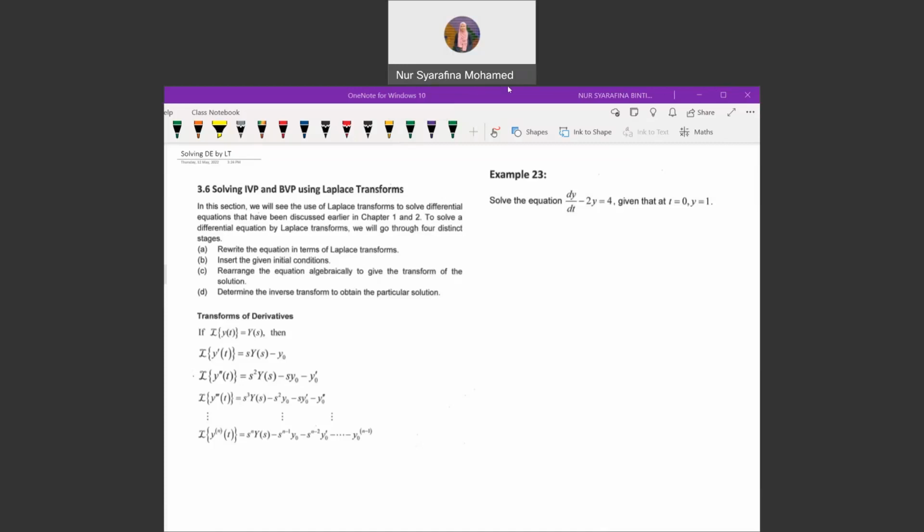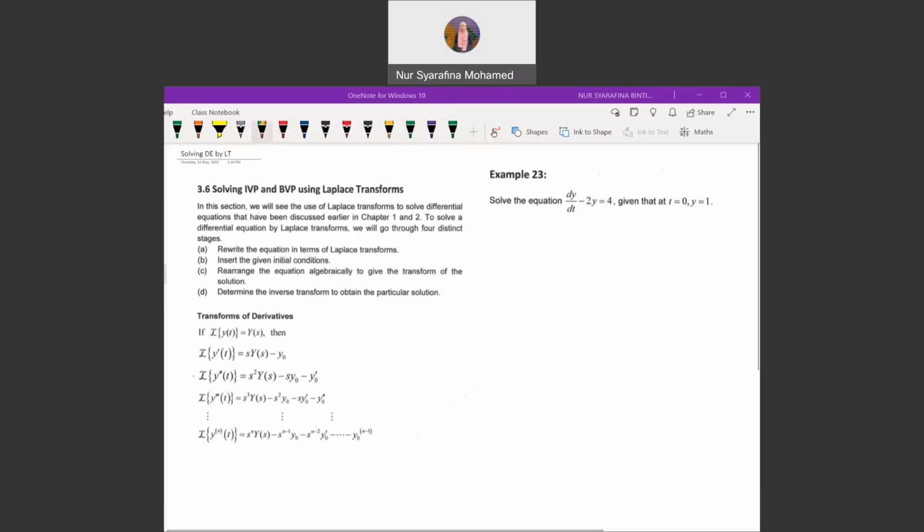The next topic in this chapter, chapter 3 here. So we have done with how to transform and how to inverse transform. Now we are going to apply all of those knowledge to solve differential equation by using Laplace transform.